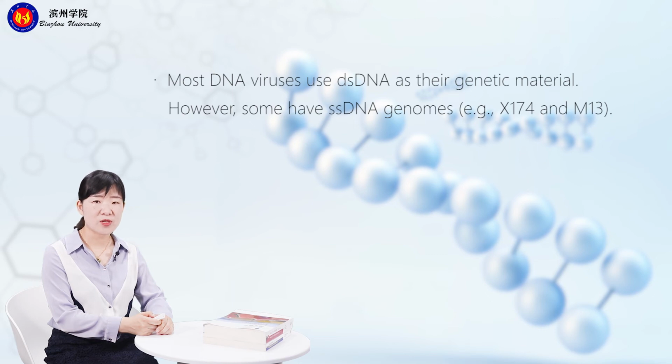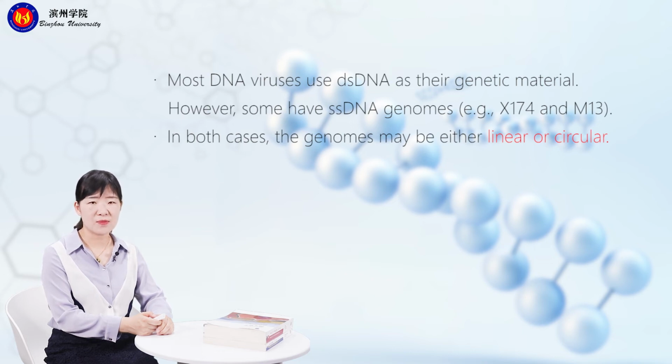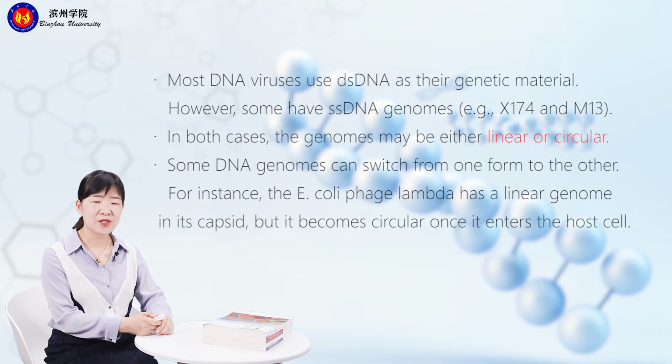Most DNA viruses use dsDNA as their genetic material. However, some have ssDNA genomes, for example, X174 and M13. In both cases, the genomes may be either linear or circular. Some DNA genomes can switch from one form to the other.